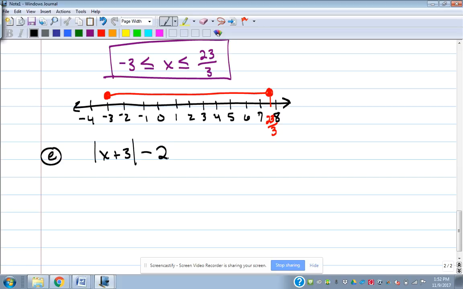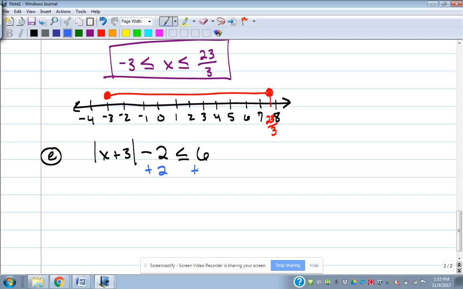Let's spice it up a little bit here. |x + 3| - 2 ≤ 6. Can't decide that yet. You've got to have the absolute value by itself before you decide. It may not change, but don't try to make that decision until you've gotten the absolute value by itself.